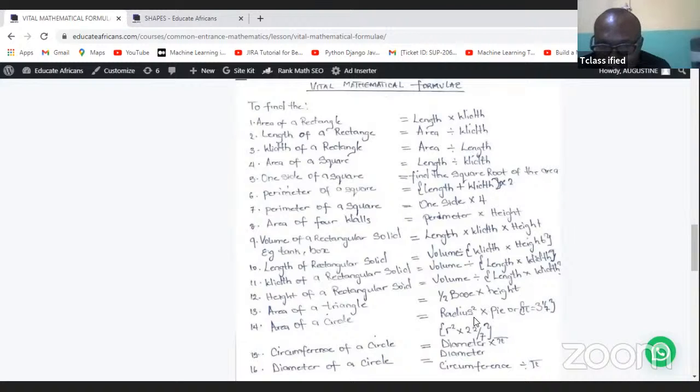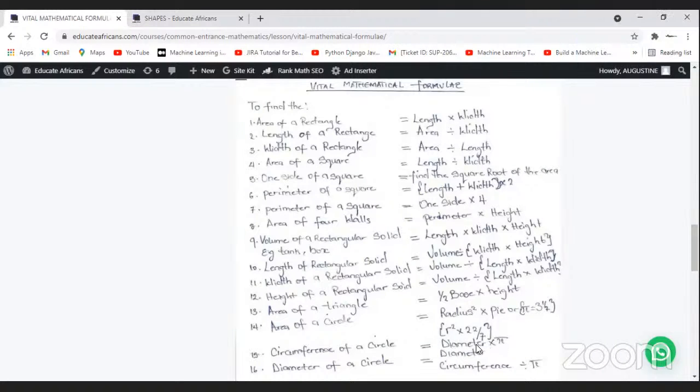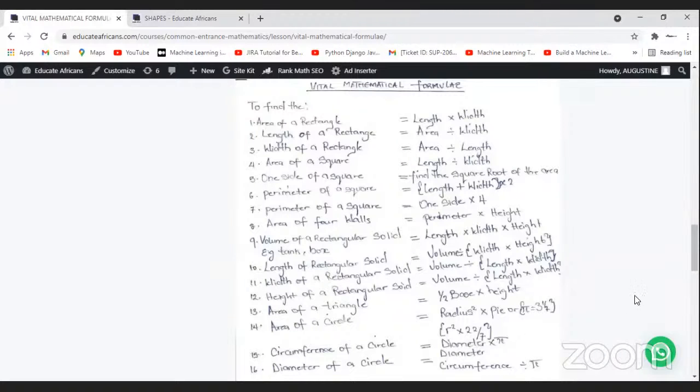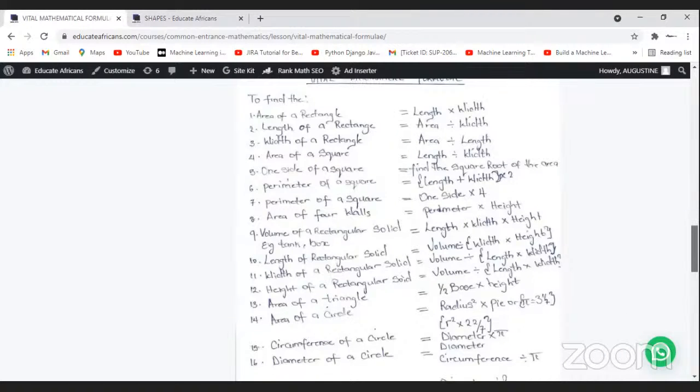Okay. Pi r squared. But for the circumference it is 2 pi r, or you say diameter times pi, or pi times diameter, because diameter is the same thing as saying 2r. Are you clear on that? Yes, sir. Okay.